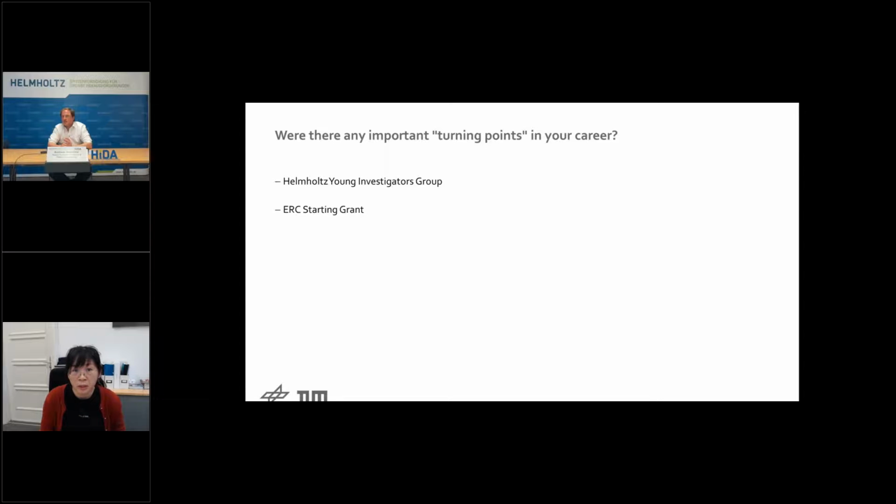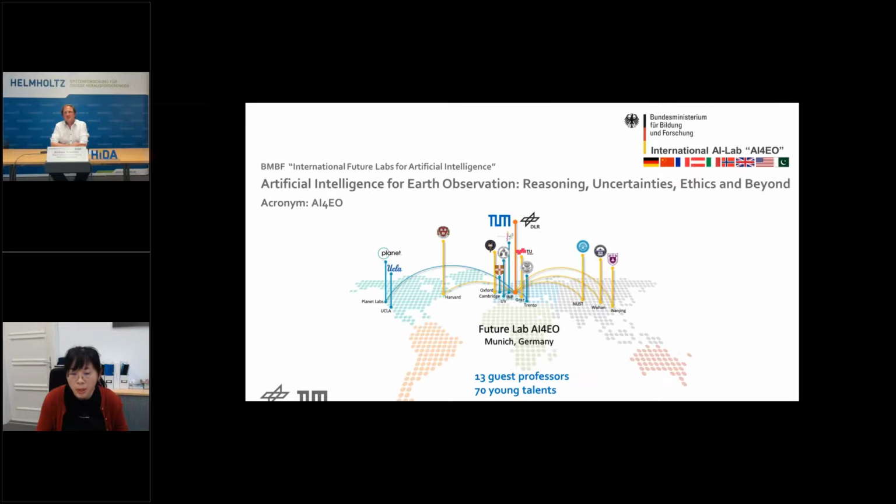The second turning point, I would say, is the ERC Starting Grant I received in 2016, because this is a super competitive grant. It's also a signal of excellence, which is widely acknowledged in Europe. And this helps in many cases to get a professorship at some universities. Okay, so that brings me to the end of my introduction.